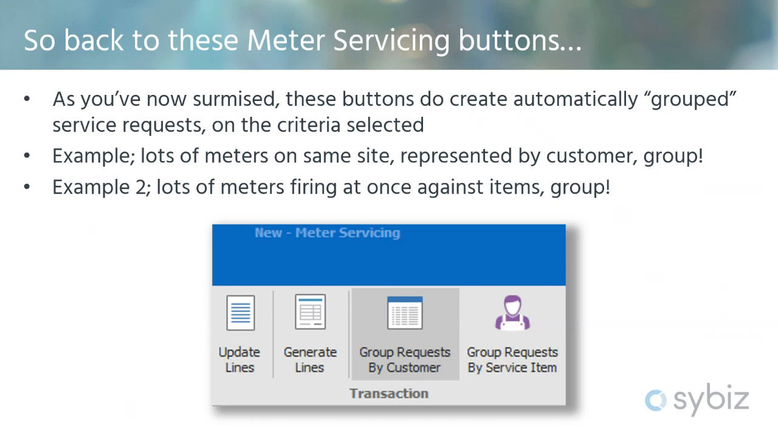By the same token, there might be a ton of meters that are actually popping up against a particular set of items. So perhaps you're maintaining a larger item and there's a lot of different things that happen to be triggering at once meter-wise. So you might need to do an oil change, the spark plugs, and these are all separate meters. Obviously, what you do in reality is probably going to be different to my random examples. But then you can also group requests just by the actual service items themselves and create accordingly.